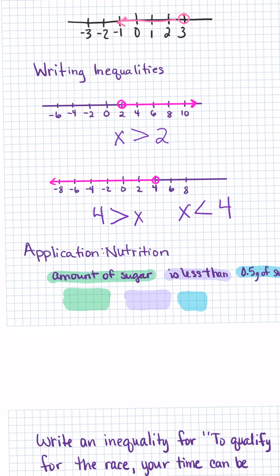Okay, so let's look at some real-world application. To be labeled sugar-free, a food product must contain less than 0.5 grams of sugar per serving. Write an inequality to describe this requirement. So we're looking at the amount of sugar is less than 0.5 grams of sugar. So let's do the amount of sugar, S, is less than 0.5. That is our inequality.